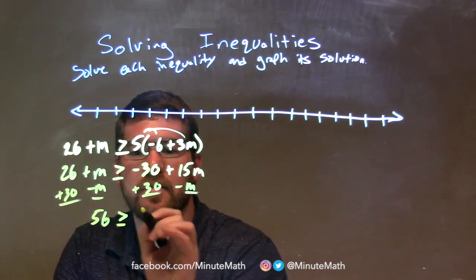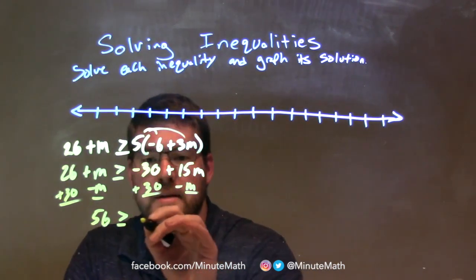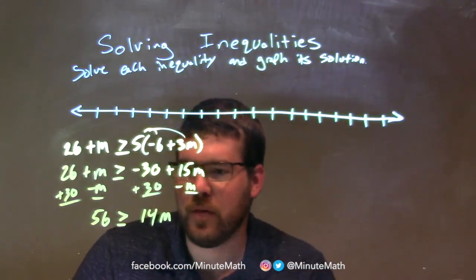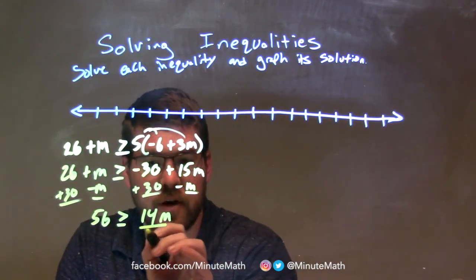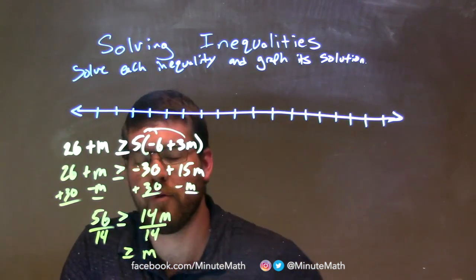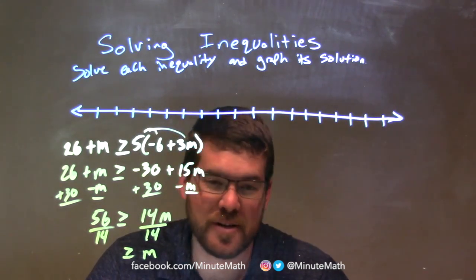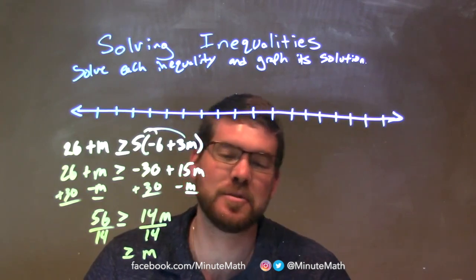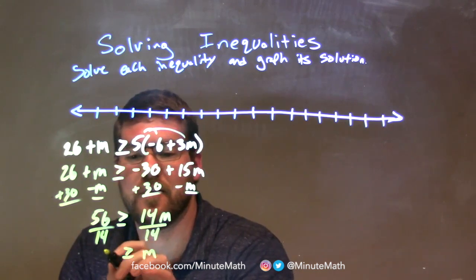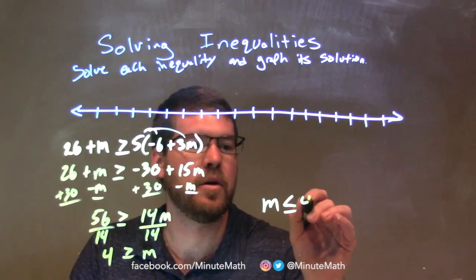Okay? And 56 is greater than or equal to, well, 15m minus 1m is 14m, so we have 14m right there. Okay, well, we start thinking, what happens if we divide by 14 on both sides to get m by itself, right? How many times does 14 go into 56? 4 times 14: 4 times 10 is 40, and 4 times 4 is 16, so 16 and 40 together is 56. So we have 4 here. So 56 divided by 14 is 4. We can rewrite this with m first, and m being less than or equal to 4.